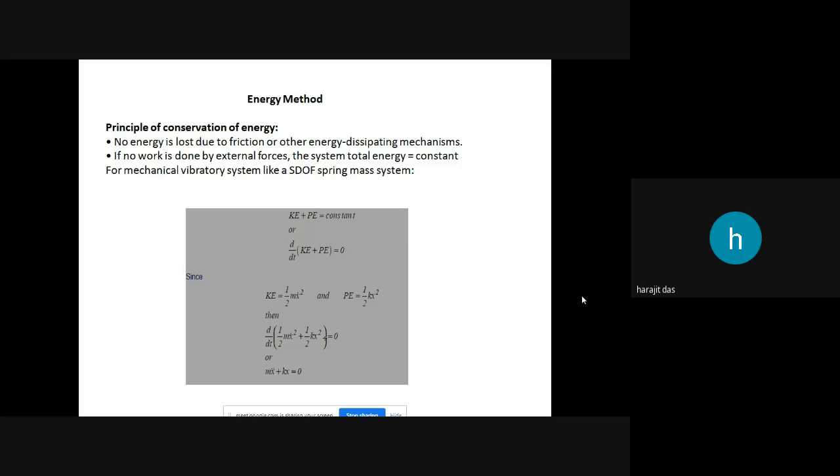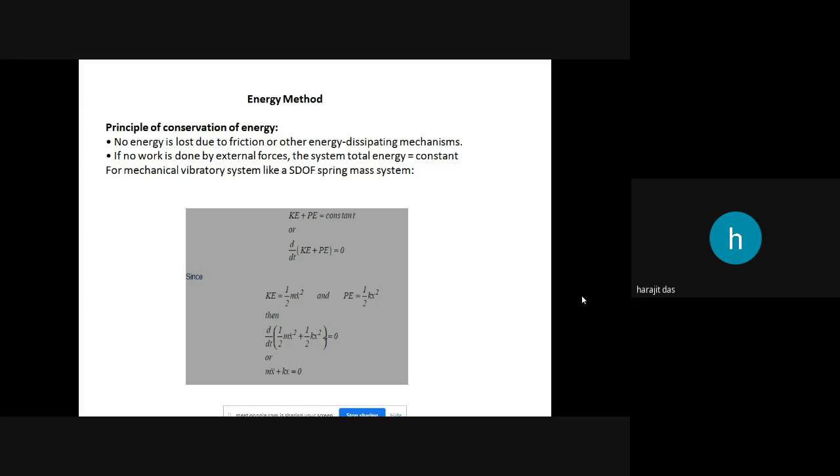And the second one is D'Alembert's principle. In D'Alembert's principle, we have introduced one force which is exactly equal but opposite in direction to the inertia force, and we consider the system to be in static equilibrium, and finally we get the equation of motion and the natural frequency for the system.